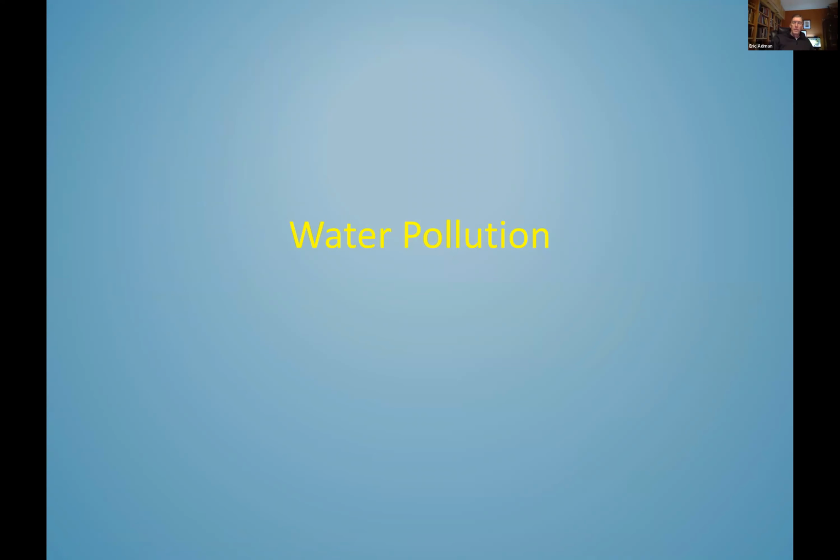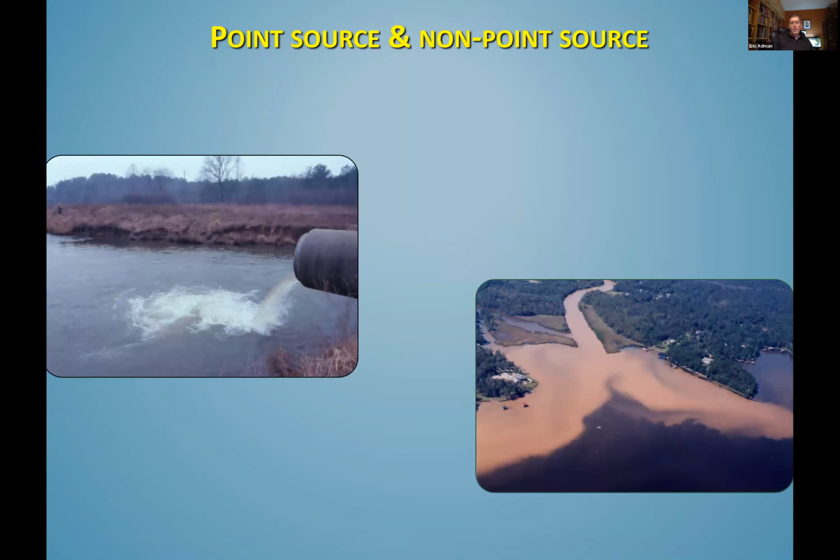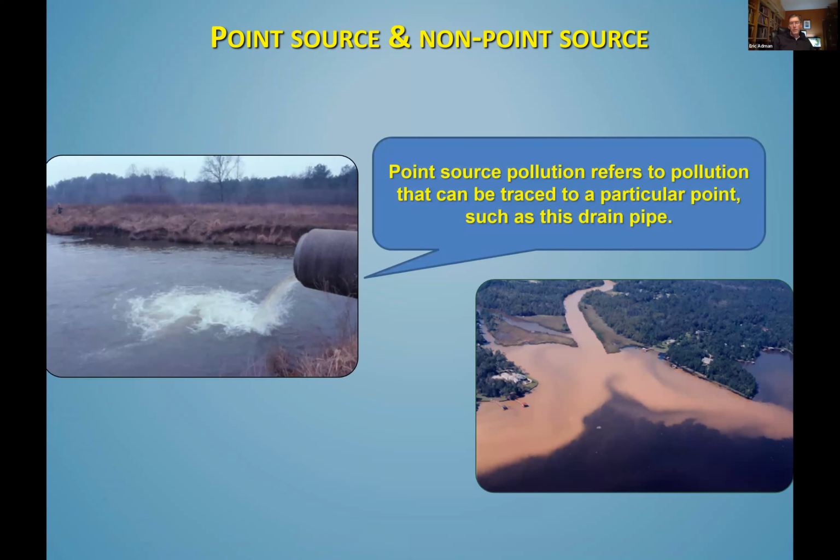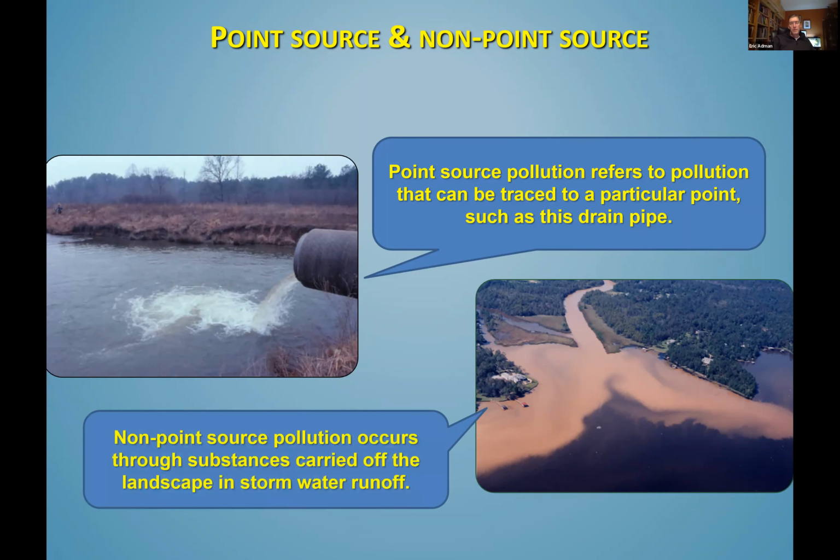Okay, we're going to talk about different types of water pollution. One big way of categorizing water pollution is point source versus non-point source. Point source means you can identify a particular source. It comes from a point, like a drain pipe. Non-point source means it's widely distributed. It's basically running off the landscape.